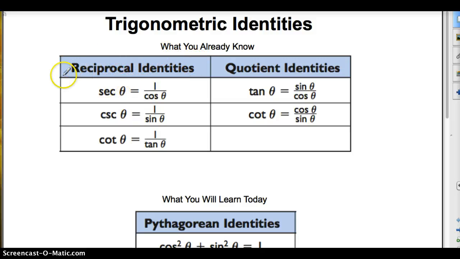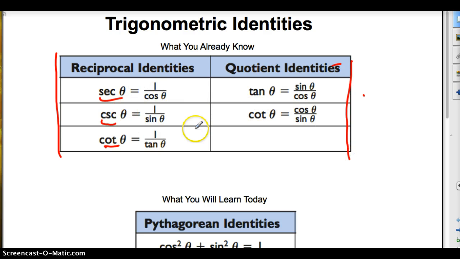You know the reciprocal identities already. We learned about this. Secant is 1 over cosine. That's what he is, right? Cosecant is 1 over sine, and cotangent is 1 over tangent. These are all things that you know already. We've also learned that tangent is the same thing as sine over cosine, and cotangent, which is just the reciprocal, is cosine over sine. These are the identities we know.